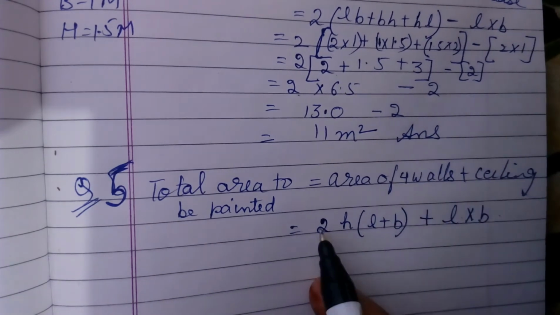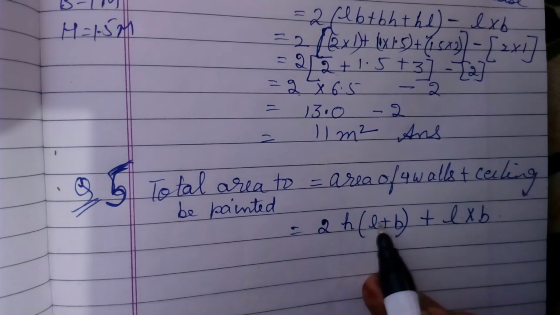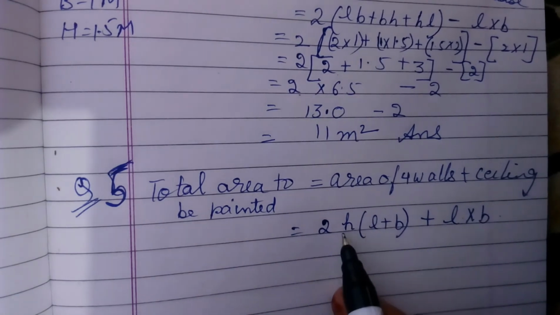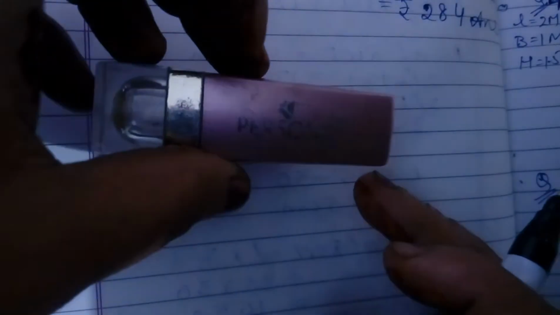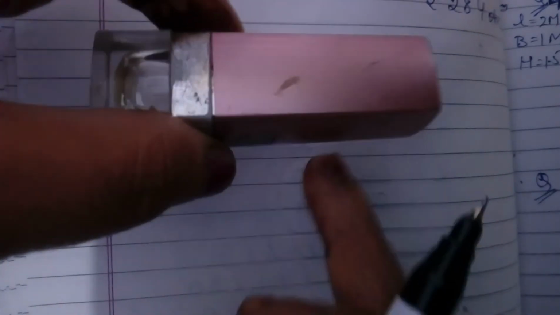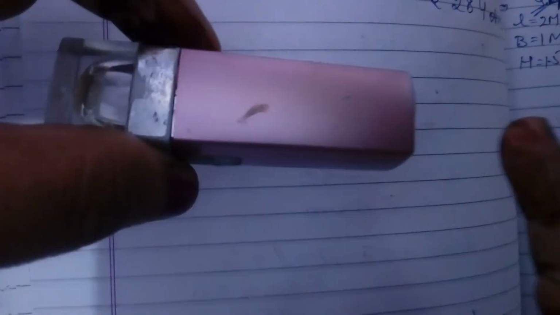Now what is this? I am telling you how it is derived first, then we will do it. See students, in the previous class we did the total surface area of a cuboid: this is length, this is breadth, and this is height. A cuboid has 6 faces: 1, 2, 3, 4, 5, and this portion is 6.